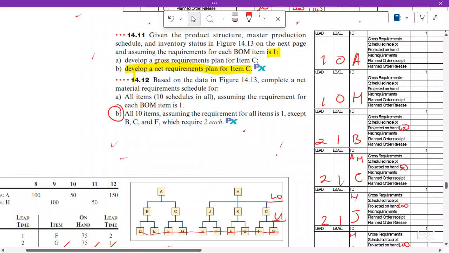This one's here. Okay, so what they mean is, all items are requiring item 1, meaning they're all 1, 1, 1, 1, except B. B is 2, C is 2, F, I think somewhere F is 2. But for this section, Tina, we're not doing that. We're actually doing this one here, the highlighted one.